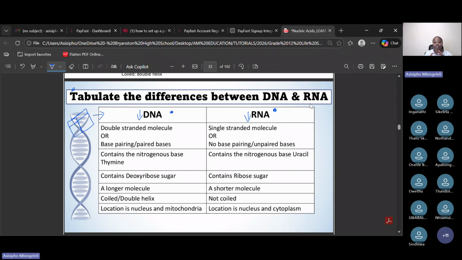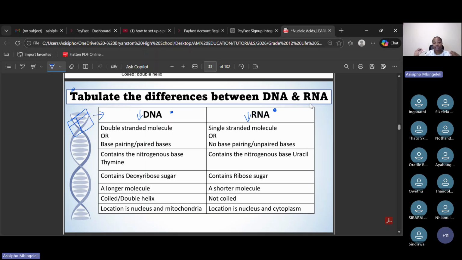Now, another thing that you need to take note of when you are comparing between two things, in this case, we are comparing between DNA and RNA: you do not use one-word answers. You're not going to be marked. You do not use one-word answers at all. You give us a sentence that makes sense. So what do I mean by this?